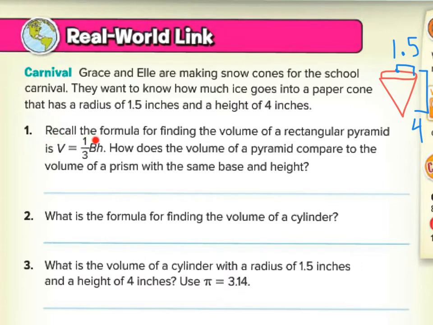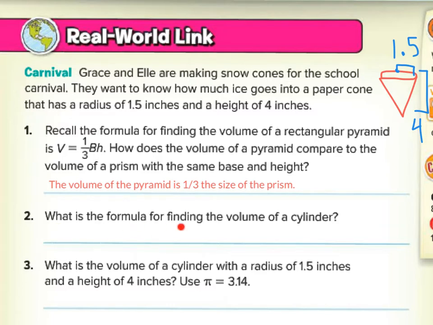Number 1, recall the formula for finding the volume of a rectangular pyramid. The volume is 1/3 of the base times the height. How does the volume of a pyramid compare to the volume of a prism with the same base and height? Well, a prism is a three-dimensional rectangle, right? And we have a pyramid. When you compare the two, the volume of the pyramid is actually 1/3 the size of the prism. So essentially, you could fit 3 of the pyramids inside one prism.